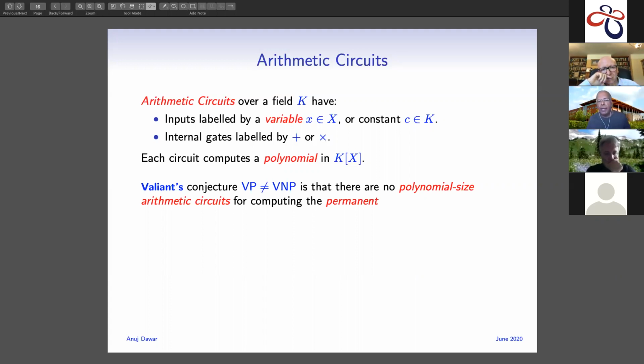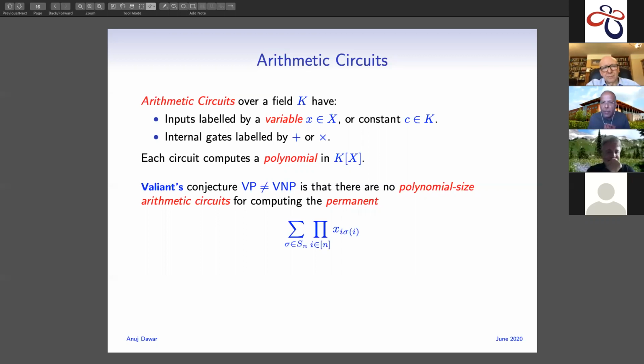This is posed by Valiant in 1979, who defined the class of polynomials represented by polynomial size circuits, and those which are given by projections of polynomial size circuits, which is VNP. He conjectured they're different. And if P is different from NP, I think that implies that they're different. So it's a related question. And he gave an example of one particular polynomial, the permanent, for which it is conjectured that there are no polynomial size arithmetic circuits. And the problem is complete for the class VNP, which means that proving that there are no polynomial size arithmetic circuits for the permanent would prove this conjecture.